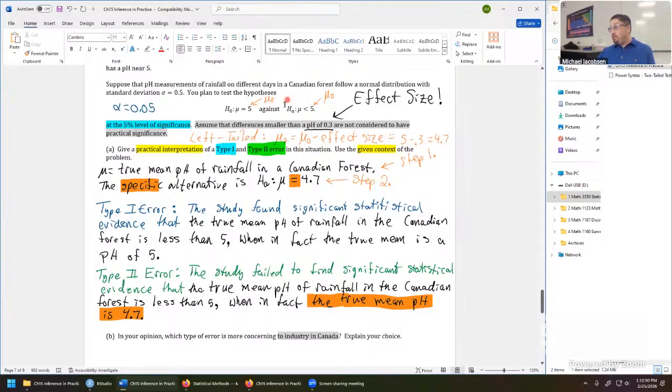However, nothing's going to happen. If we fail to find evidence of this alternative, probably no legal changes are going to occur. The study is going to essentially say no evidence of this, and industry just keeps on doing what they did before. In fact, they might scale up sulfur dioxide emissions because they just got away with it. So why not get more profit in the next quarter? So type 2 error is no big deal to industry. Type 1 error is a really big deal. And it's kind of unfair. This actually hurts all Canadians, really.